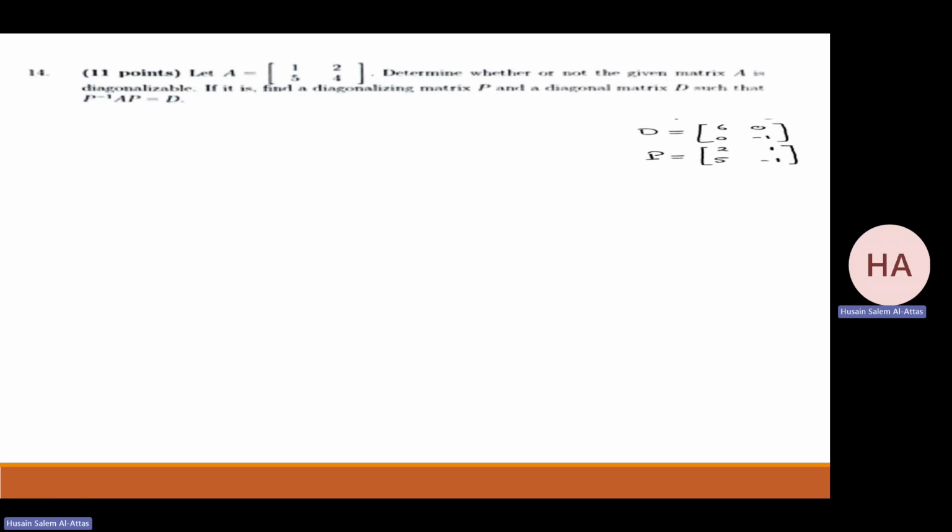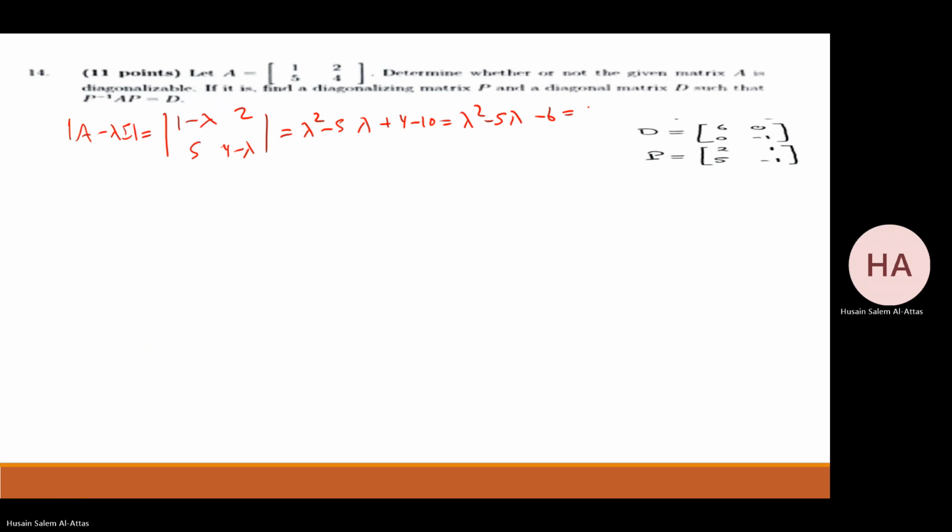Let A be this matrix. Determine whether or not the given matrix is diagonalizable. If it is, find B and D. Okay, very clear. So I need to find the eigenvalues. That will be 1 minus lambda, 2, 5, 4 minus lambda. I have lambda squared minus 5 lambda plus 4 minus 10. So I have lambda minus 6 times lambda plus 1 equals 0. So lambda equals 6 or lambda equals minus 1.